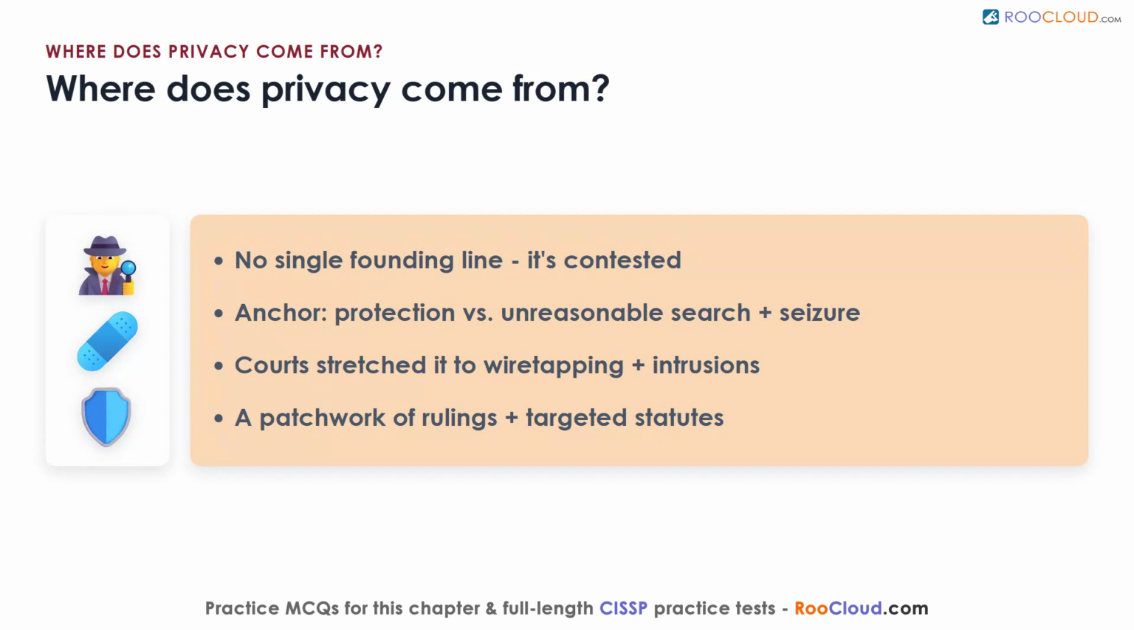Not from any single line in the founding document, which is what makes it contested. The anchor is the constitutional protection against unreasonable searches and seizures. Courts have stretched that idea over time to cover wiretapping and other intrusions. So privacy in the United States is less a single wall and more a patchwork stitched from court rulings and targeted statutes. Think of it as a quilt. No one law covers everything, so many narrow ones cover specific corners.